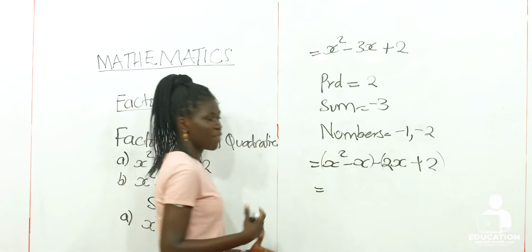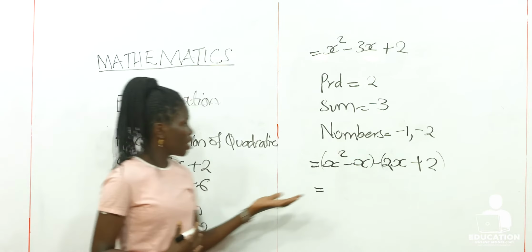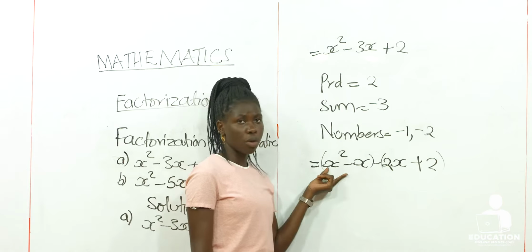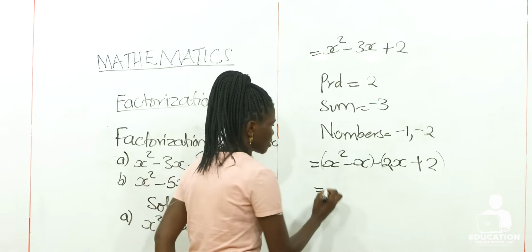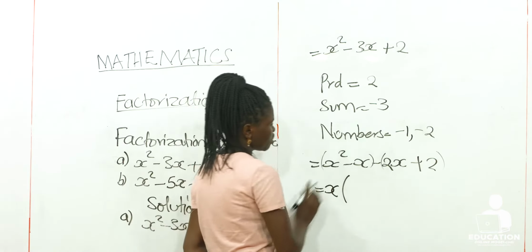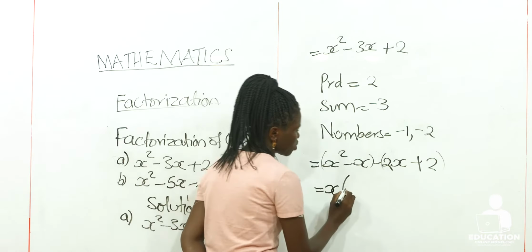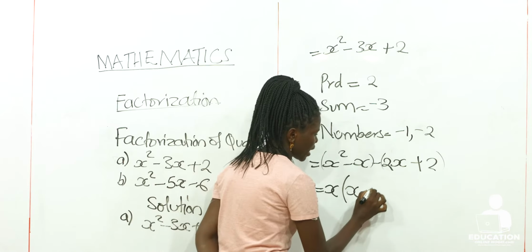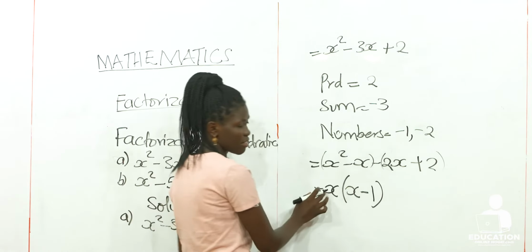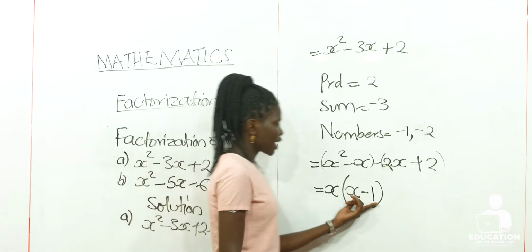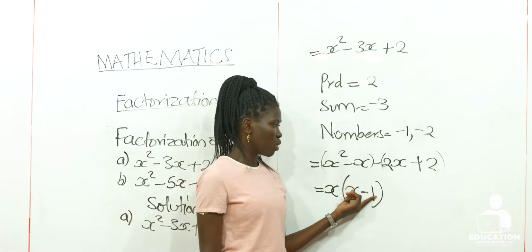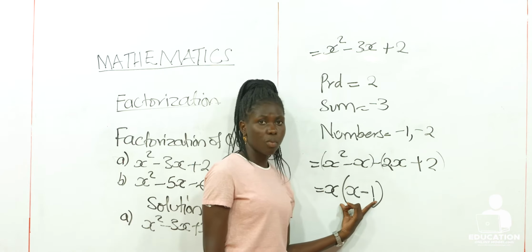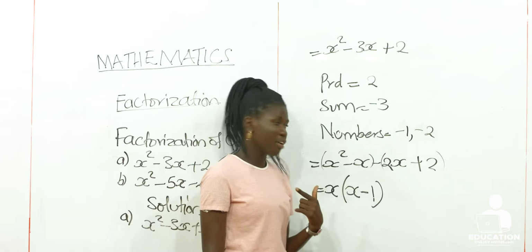After grouping them, we shall factor out what is common in any of the 2 groups. For example, the first one, you can see that x is common to the 2 terms. So we are going to factor out x. Then we shall have x squared divided by x to give us x, and negative x divided by x will give us negative 1. After getting this first bracket being x minus 1, you should also make it a point that the next bracket should be the same as the first one for you to know that you are on the right track.